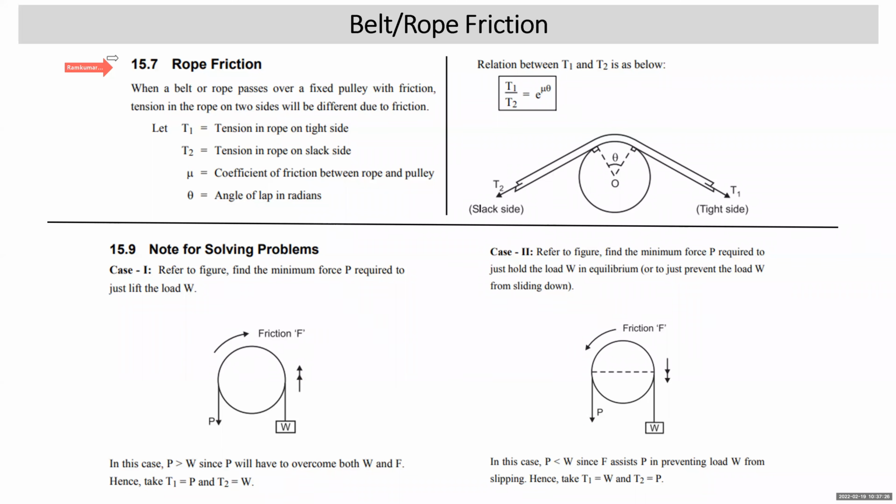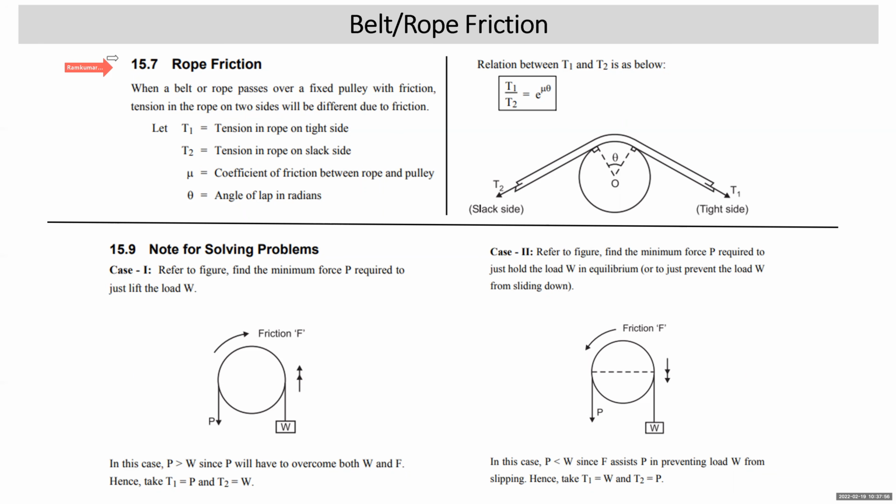Hello students, in the previous lecture topics of equilibrium of coplanar forces and even in the friction chapter of statics, we had come across the pulleys and drums without friction. That means in case of a frictionless pulley or frictionless drum, tension in the string or the cord or the wire on the two sides will be same. Now, in this lecture, we are coming across rope or belt friction.